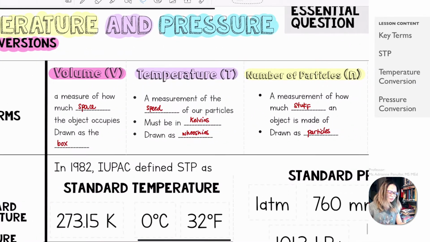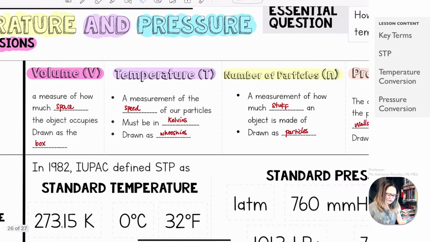Volume, we will define as the measurement of how much space an object occupies, and we will use the size of the box to denote volume. Temperature is defined as the measurement of the speed of our particles. They must be in kelvins though. And we are going to be drawing whooshies to denote the magnitude of temperature.